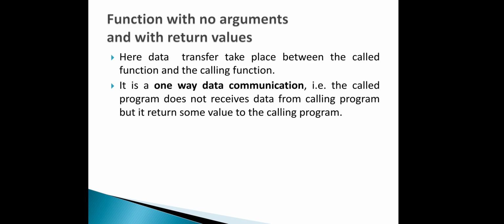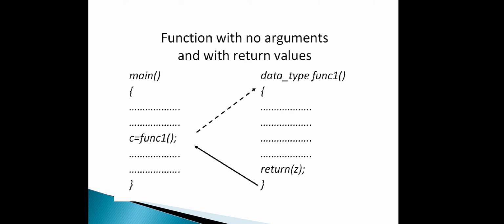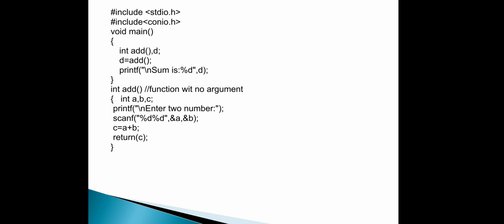And next is function with no arguments and with return values. Here data transfer takes place between the called function and the calling function. It is one-way communication, because here there are no arguments, and we are just returning the values to the calling function. This is the syntax for function with no arguments and with return values.